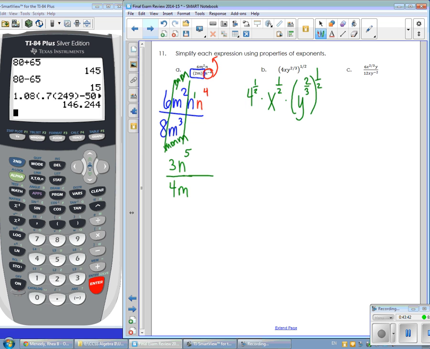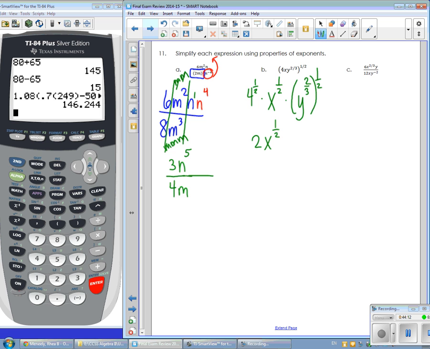4 to the 1/2. Remember, when you're dealing with fractional exponents, the number in the denominator is your root. The number on top is the power. And so 4 to the 1/2 is essentially asking me to take the square root of 4, which we know is 2. I can't really do anything with the x, so I'm going to leave it just as x to the 1/2. And when I get to the y, now I'm dealing with my power to a power. Y is already being raised to a power, but then it's also being raised to another. So we multiply our exponents, and 2/3 times 1/2.